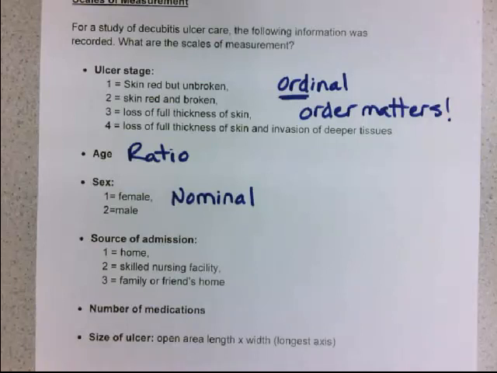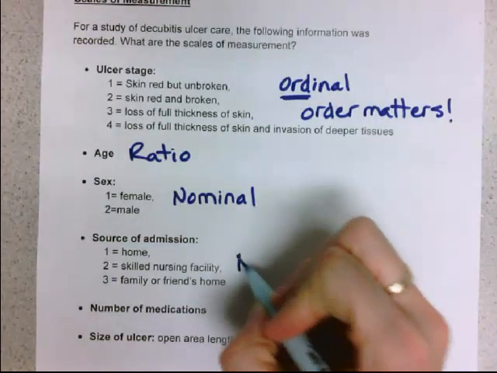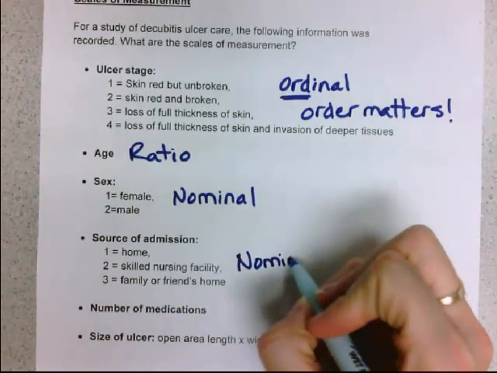For the source of admission, we have 3 of them here. Again, home, a skilled nursing facility, and a family or friend's home. Again, the numbers don't matter. We could reverse the numeric assignments, and it still would not be very relevant. So this is the same as the sex data, and this is nominal as well.